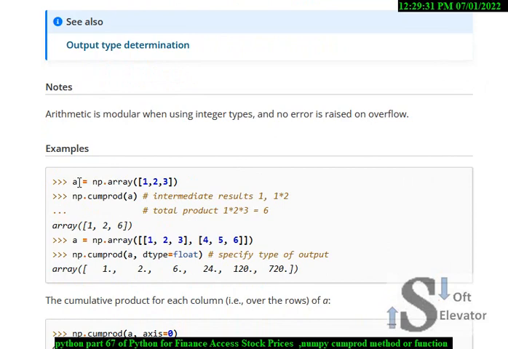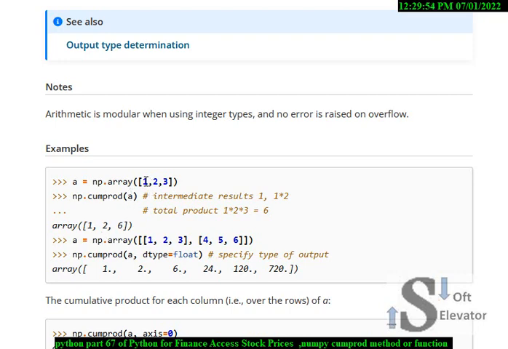If I have a, which is np.array, and this is the array of these elements, now we will compute the cumprod of a and output it. Simply, there is only one parameter, which is the array.